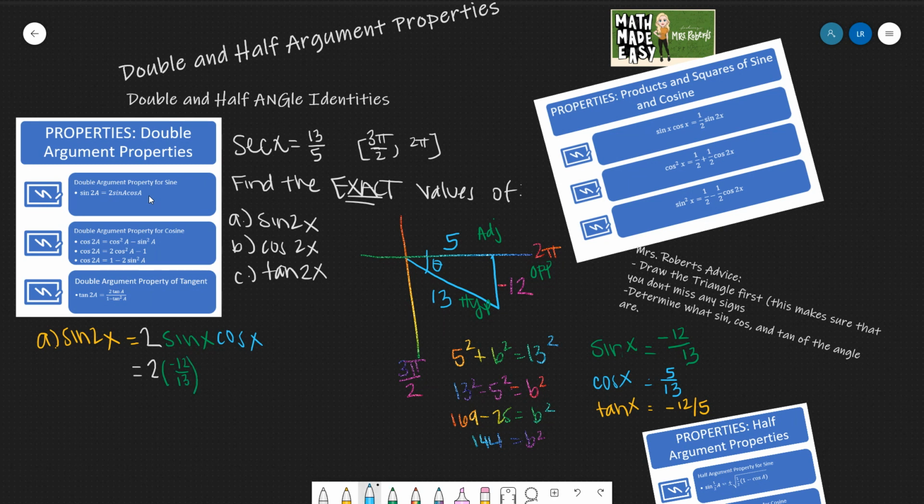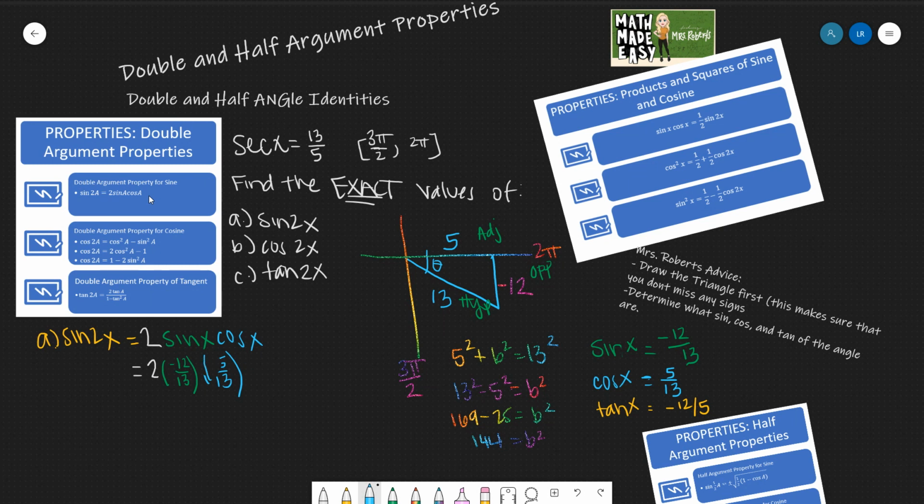We know what cosine of x is. It's 5 over 13. We can replace that. That's just numbers. Oh, that's not negative. I accidentally erased part of it. Good thing I noticed that before we got too far.